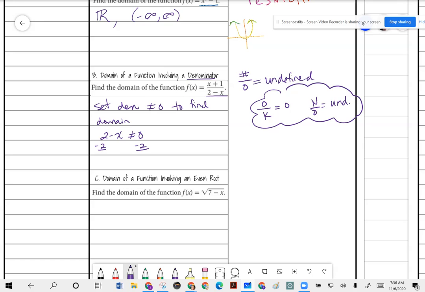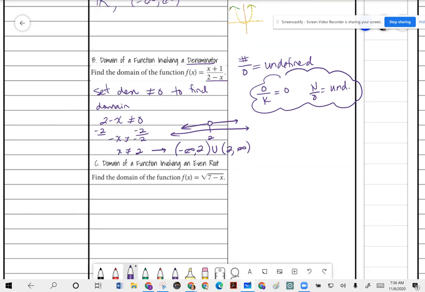So obviously we just would subtract 2. We get negative x cannot equal negative 2. Therefore, x cannot equal 2. So 2 would be my restriction, but my domain is going to be everything, right? So we could do a number line. Everything except 2. So that would be from negative infinity to 2, and then we join on the other side of 2 and go to infinity. All right, so just remember that you cannot divide by 0.